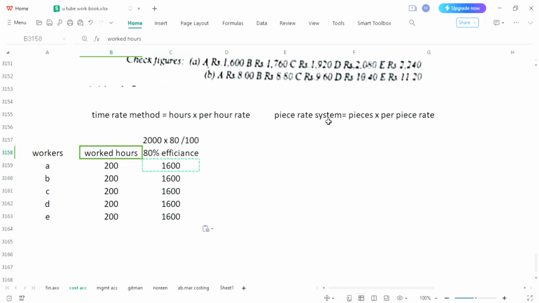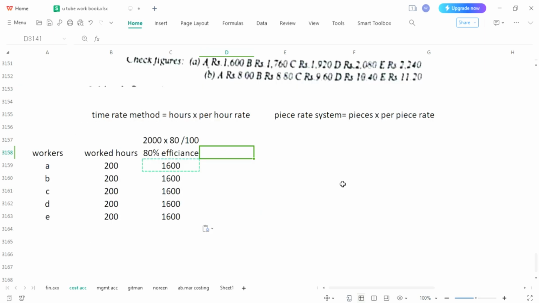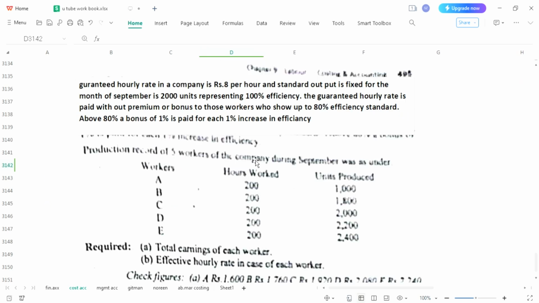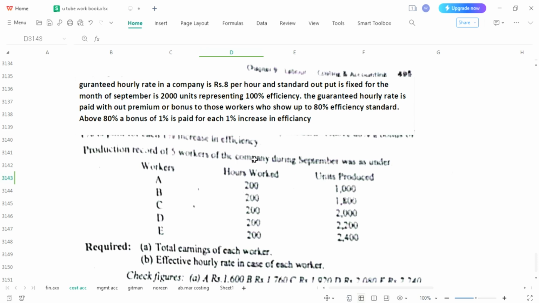Worked hours are these, and units produced are mentioned in your question. These are units produced. A little more space is needed. So we'll see what worker A had done. A, B, C, D. A had produced 1000 number of units. This data is so important because without it you will not be able to solve correctly your answer.